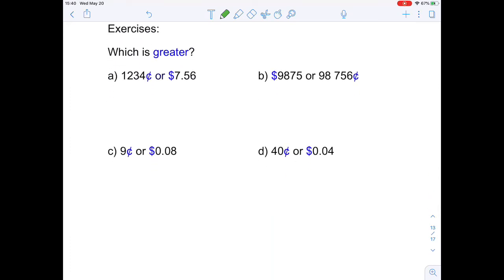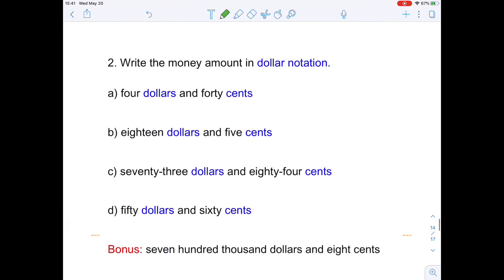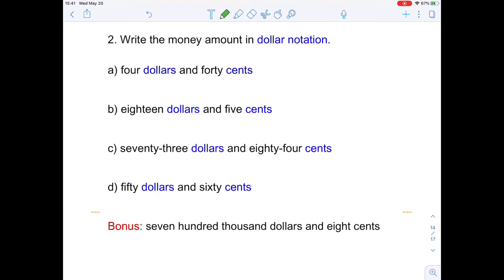Okay, try these. And 40 cents is greater than 4 cents. Write the money amount in dollar notation. So $4.40. $4.40 looks like that. And the bonus $700,000.08. So 700,000 looks like this, and 8 cents.